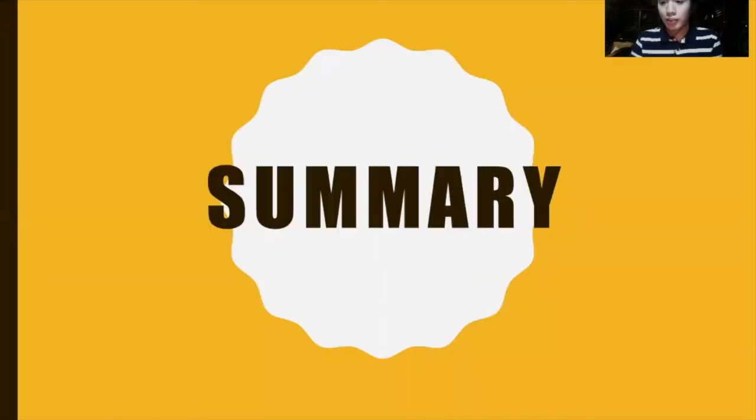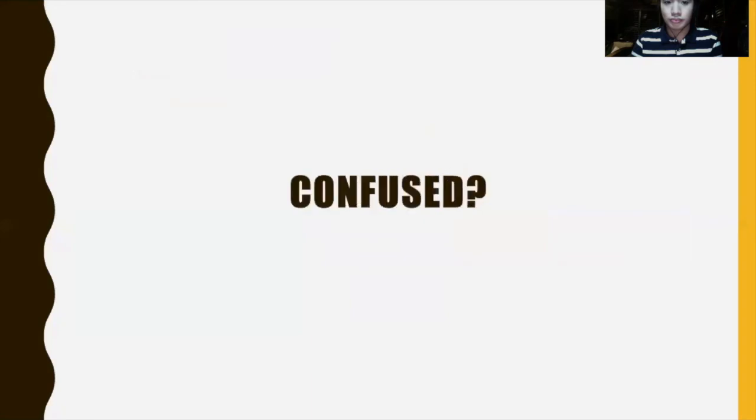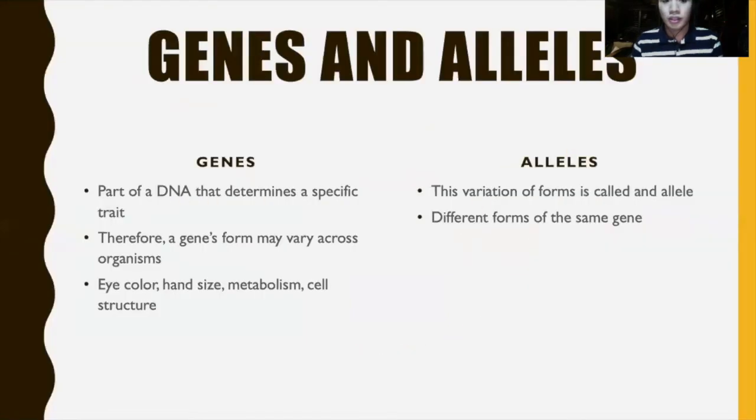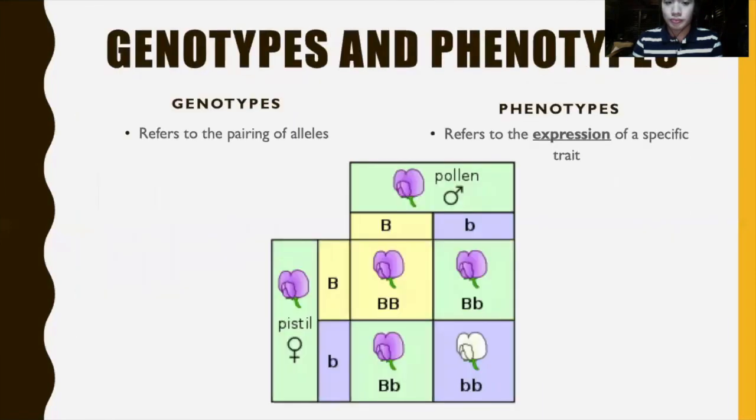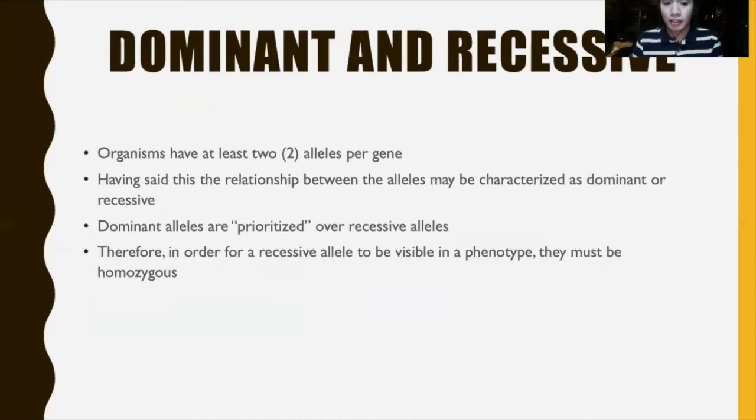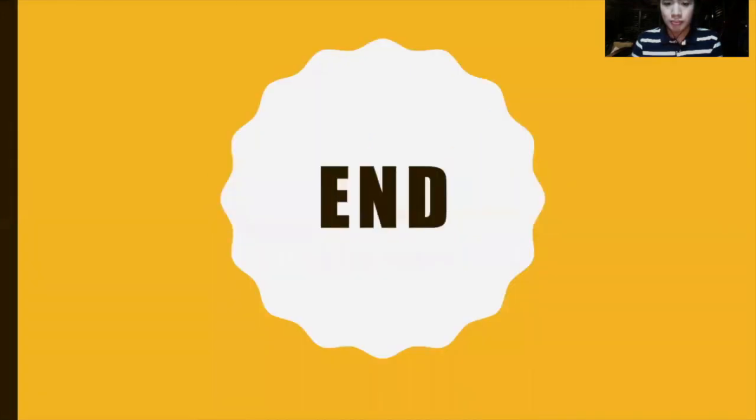As a review, let's go back. Genes are a part of the DNA that determine a specific trait, and alleles are just a variation of that trait. Genotypes refer to the pairings of these alleles, and phenotypes refer to the expression of these pairings. On the other hand, dominant alleles are prioritized over the recessive alleles.